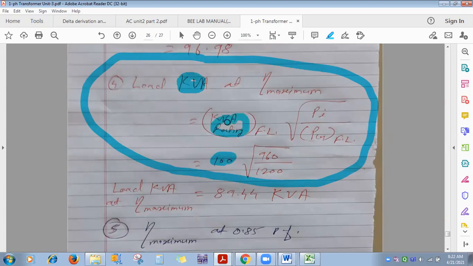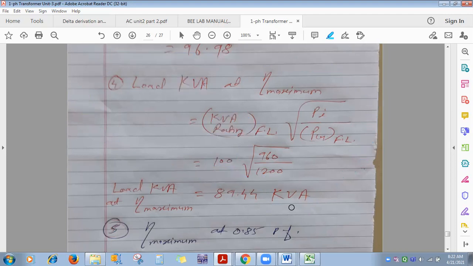That's why this KVA rating I am going to put as KVA only, not into 10 to the power 3, because I want the answer only in KVA. If the options given to you are in volt amperes, then you have to do 100 into 10 to the power 3. But I want the answer in KVA, that's why I put it as 100. 100 KVA into the square root of iron loss given 960, full load copper loss also given 1200 watt, and you get 89.44. Only in the formula you have to put the value.